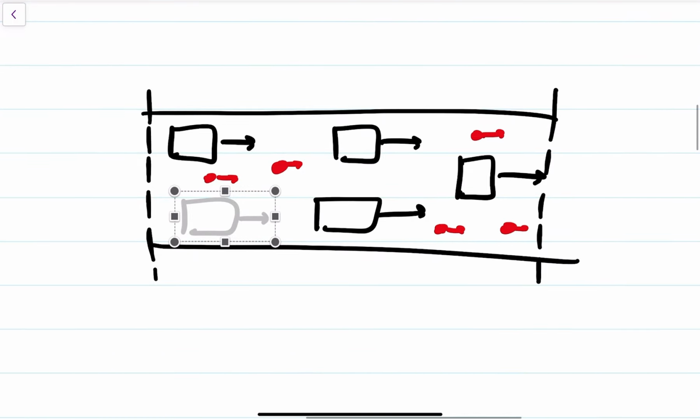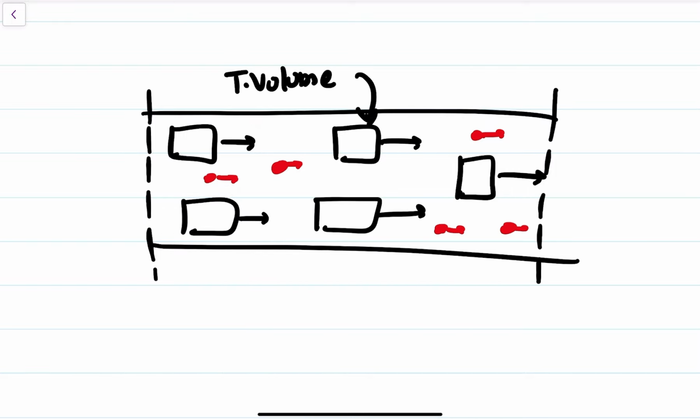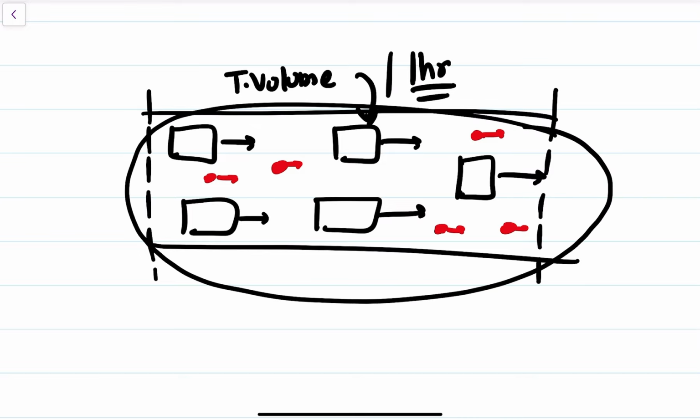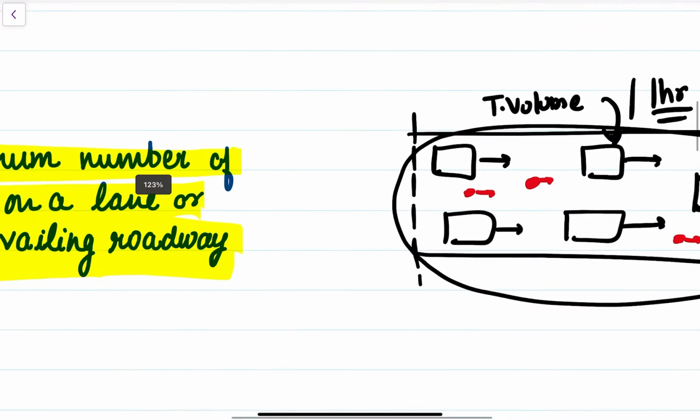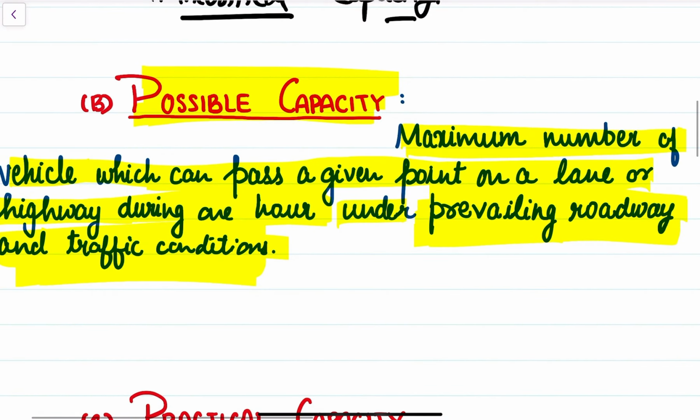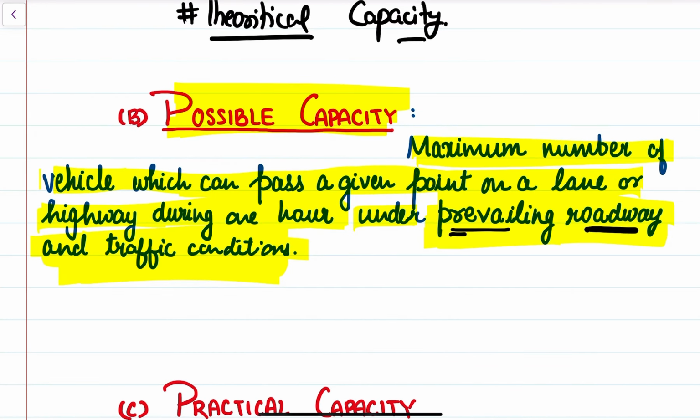All right. So the traffic volume that we are going to get in a unit time, let's say the unit time is 1 hour, the actual traffic volume that you are going to get under the prevailing traffic condition is what we call the possible capacity. It is the traffic capacity under the actual traffic condition which we are getting. So it is the possible capacity.